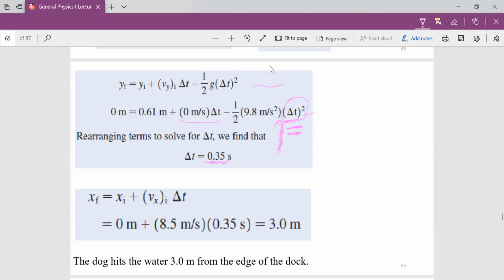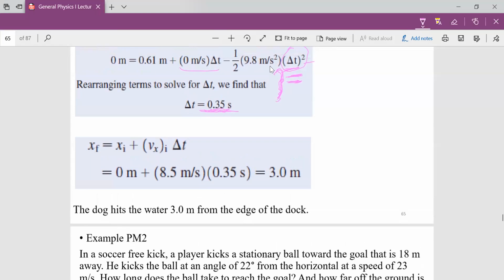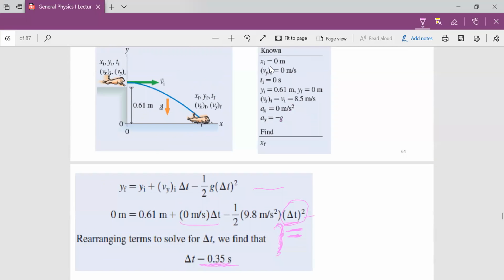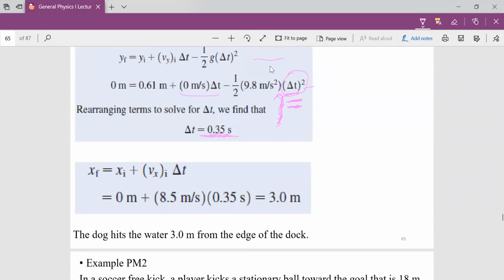Okay, so having obtained the value for time, we now took the equation that described the distance on the horizontal axis, and that is the equation X final.